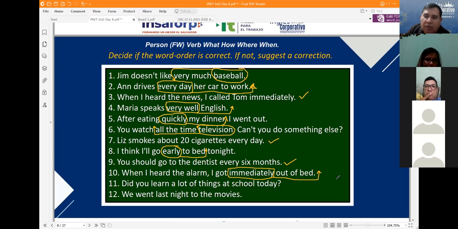Get out of is a phrasal verb. It goes together: get out of bed. So I got out of bed immediately. All right, excellent, very good. Thank you, Rudy. So number 11: Did you learn a lot of things at school today? It's right, it's perfect. Now the last one, number 12: we went last night to the movies.